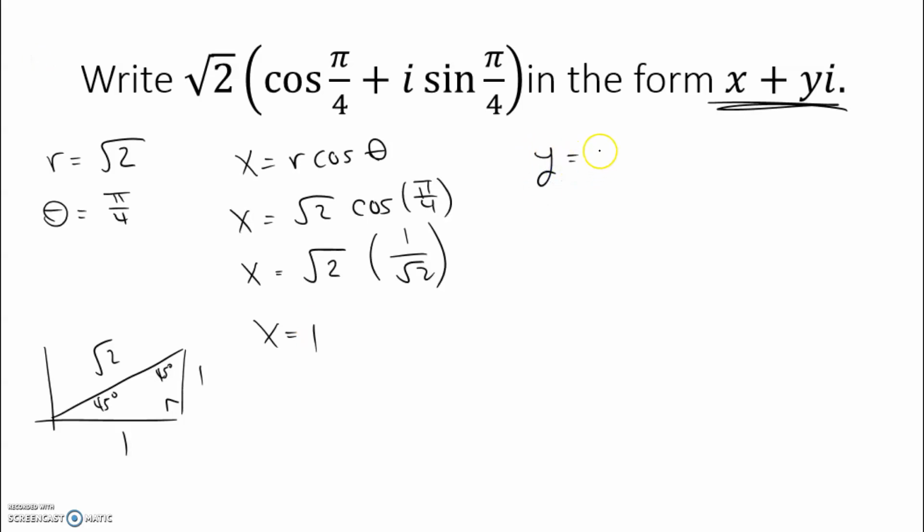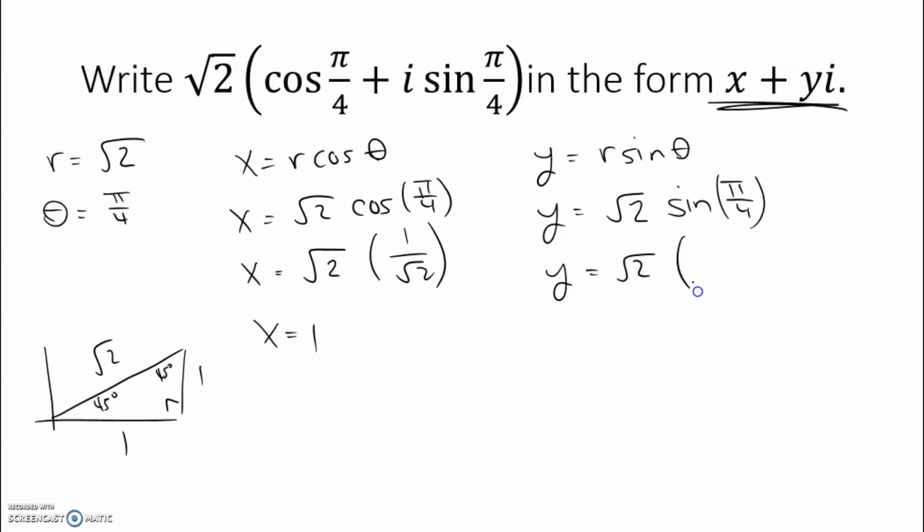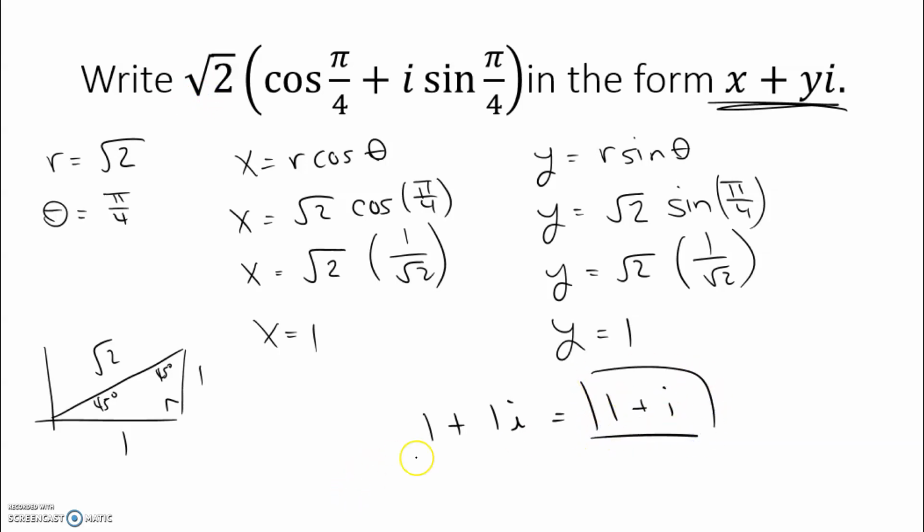We'll do the same thing for y. So for r sine of theta, r is square root of 2, sine of pi over 4, which is 45. The square root of 2 times, well, sine is going to be y over r, so 1 over the square root of 2, and it comes out to the same thing, 1. Okay? So therefore, it should be 1 plus 1i, which is the same thing as 1 plus i. And that's your final answer.